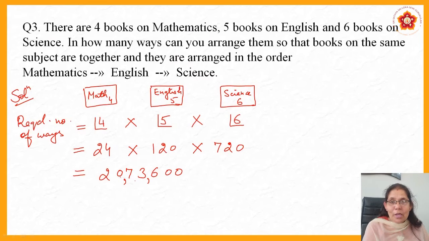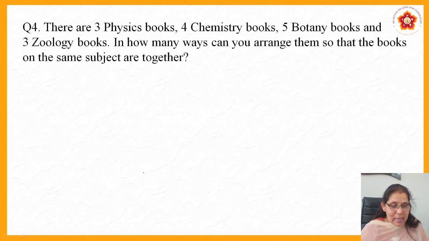If we were given the option of even changing the sequence, all maths books together, but they can come after English or after science, then the number of permutations would be much, much more, as is given in the next question.